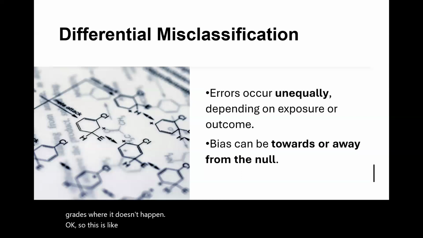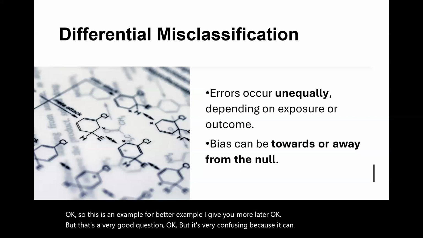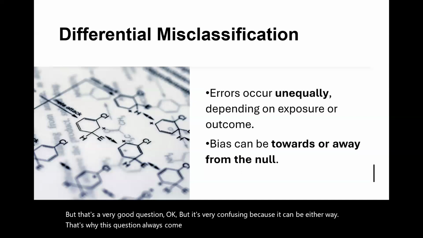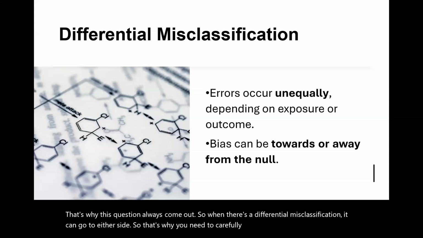For a better example, I'll give you more later, okay? That's a very good question. But it's very confusing because it can go either way. That's why this question always comes up. So when there's a differential misclassification, it can go to either side. That's why you need to carefully define what error it goes to, and therefore you can answer this.